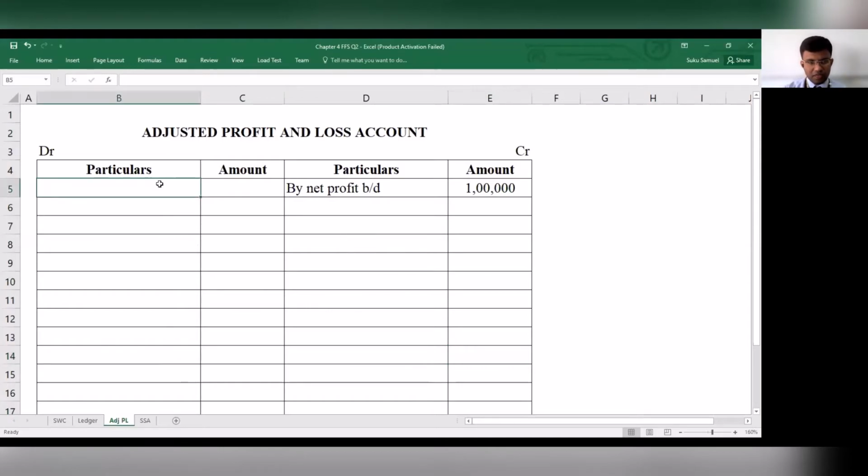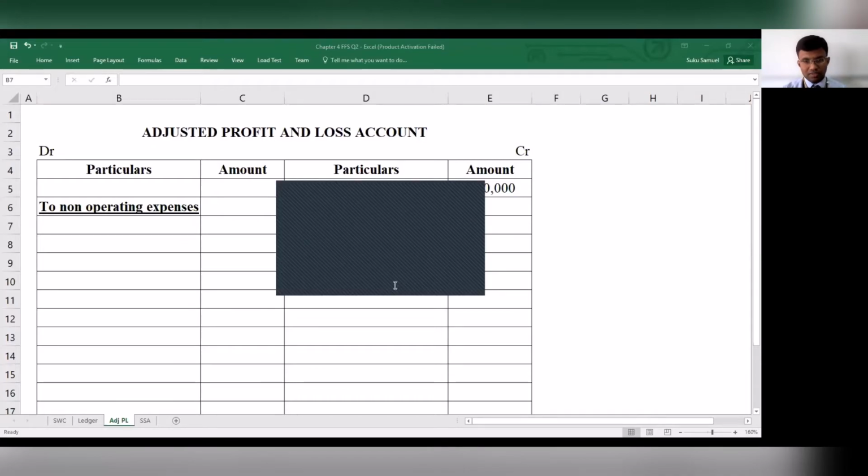And then now we have to consider the appropriations. At first let's consider the non-operating expenses. What are the non-operating expenses that we have? Let's just quickly go back to the balance sheet and cross-check with it, just to identify that we have everything in place.